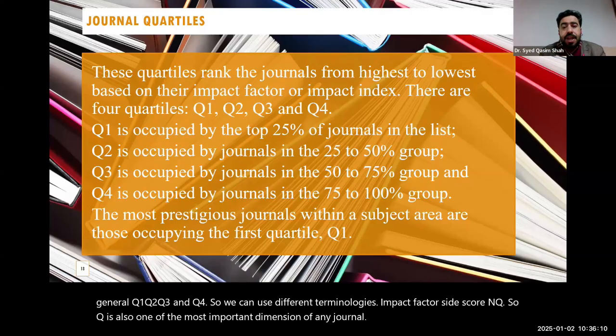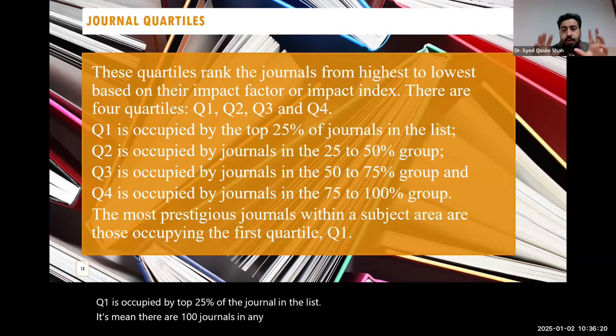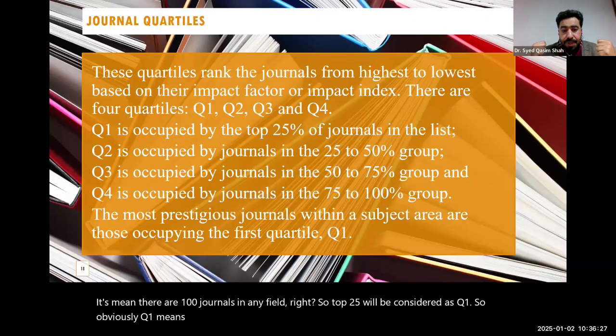Q is also one of the most important dimensions of any journal. Q1 is occupied by the top 25% of the journals in the list. It means if there are 100 journals in any field, the top 25 will be considered Q1. So obviously Q1 means the most prestigious journals within any subject.